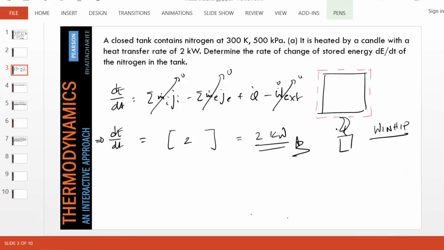So you can see visually that the heat that goes in must be stored because there is no other way the energy is escaping the system. This is the only energy that is coming in at the rate of 2 kilowatt. So rate of change of energy of the system is 2 kilowatt.